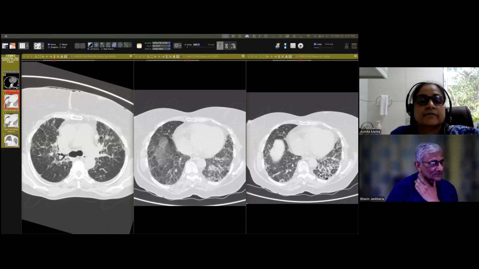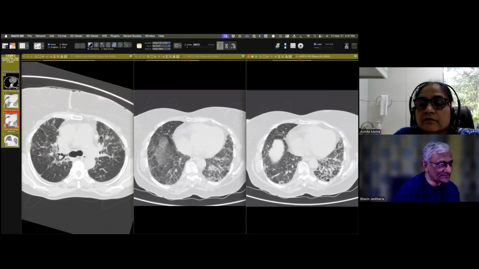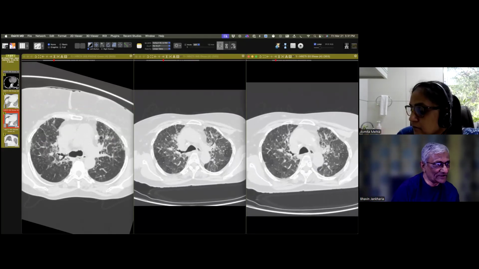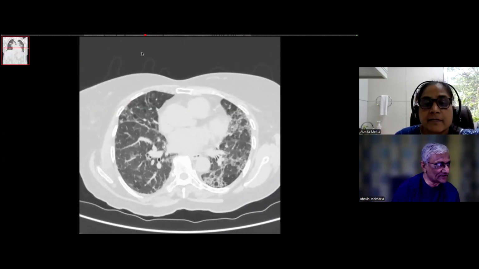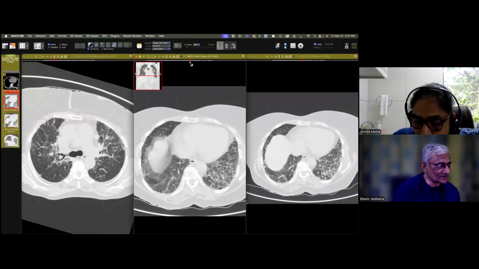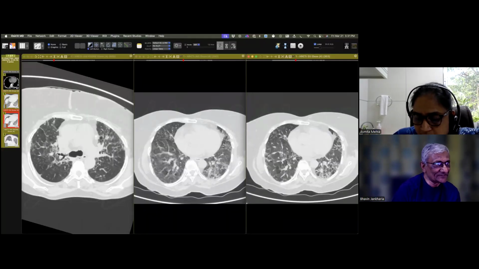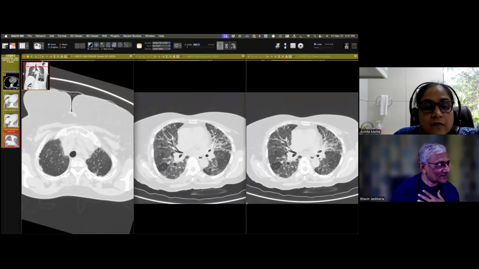So this was the CT scan done in February 25. This is the supine inspiratory on the right side, but it has a lot of blurring. The expiratory images also show some blurring. Sorry, these are the inspiratory images with blurring. The expiratory images are better than the inspiratory images, but the prone images are the best.